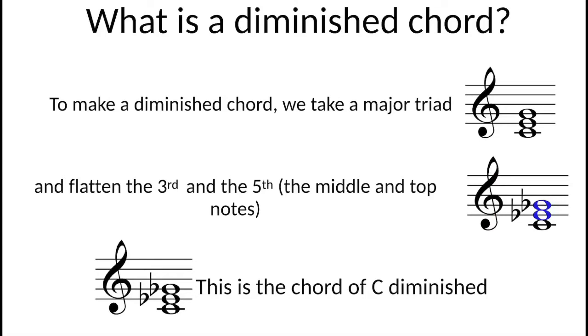Remember that diminished means to make smaller, and we've made these intervals smaller between a C and an E. We've made it a C and an E flat. Between a C and a G, we've made it a C and a B flat. So that's the idea of diminished. We're talking about the intervals between the notes of the chord.